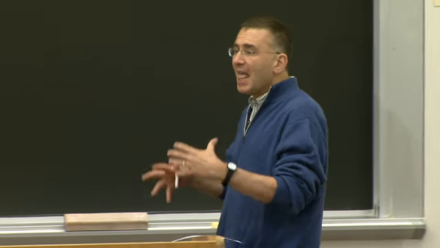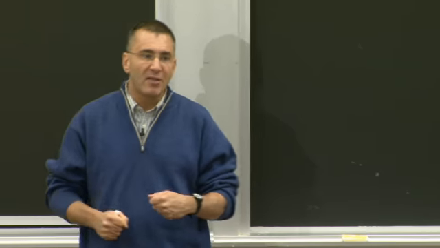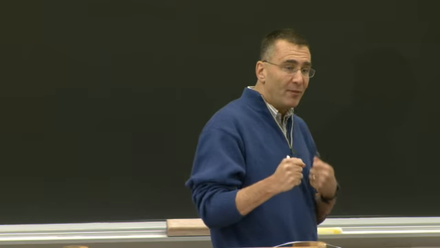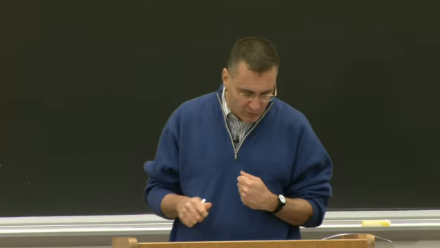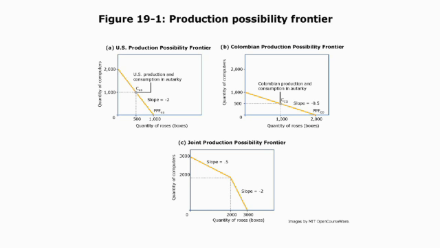The point is that if a country's relatively good at something, then they have a comparative advantage. And it's all about relativities. Because people are going to want both. But the key thing is who's relatively good at producing one versus the other. So to see how we diagram that, let's go to figure 19.1.